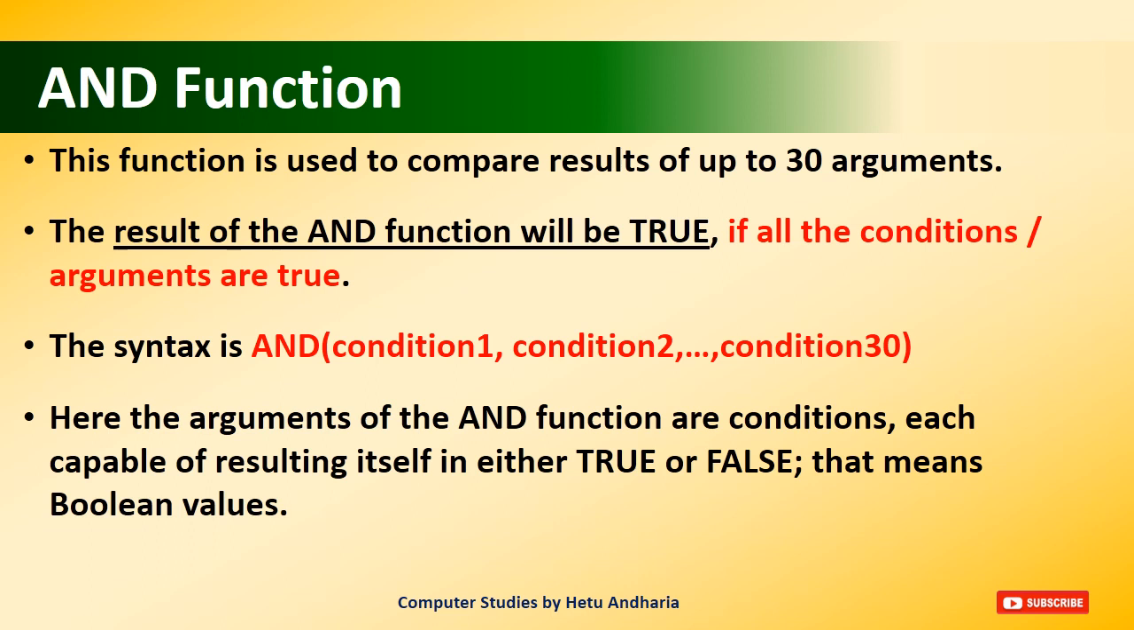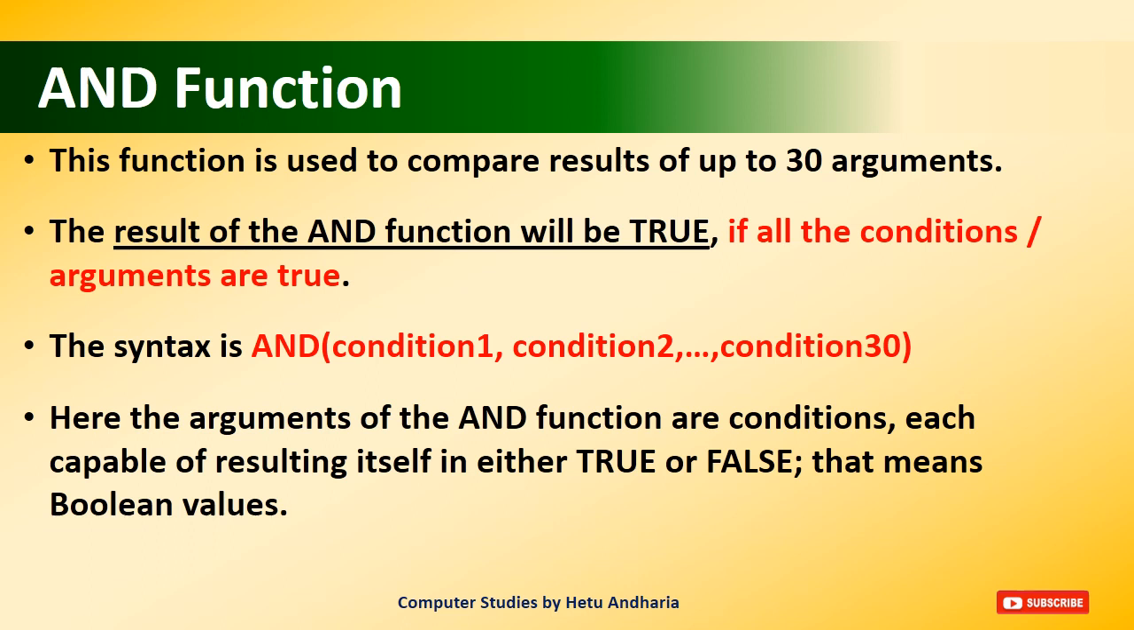Now we are going to learn about the AND function. The AND function is not useless or boring, it is a very useful function. This function is used to compare results of up to 30 arguments. The result of the AND function will be true if all the conditions, that is arguments, are true. I am sure that you may not have understood what I read just now, but I will explain the thing properly. First we go to the syntax.